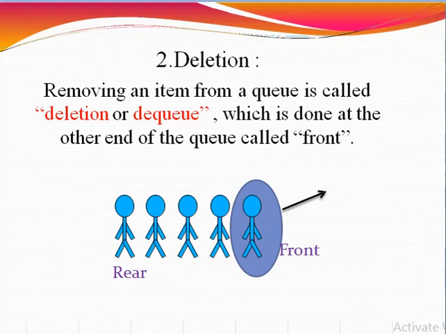Removing an element from the queue is called deletion or dequeue, which is done at the other end of the queue, that is the front end. See the difference. Removing is done from the front end and inserting is done from the rear end. The steps: step number 1, check if the queue is empty. Step number 2, if the queue is empty, produce underflow error and exit.